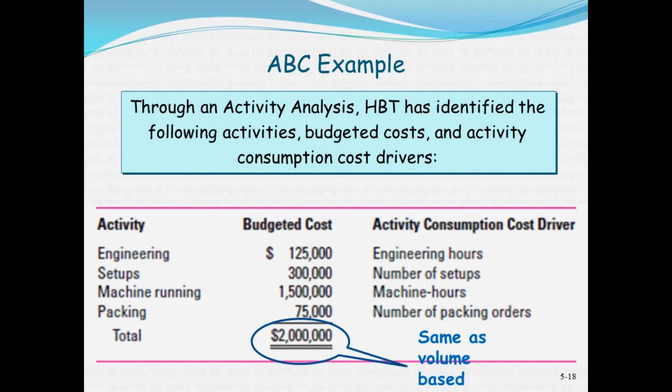Now, the total overhead has got to be the same in both cases, whether it's activity-based or volume-based. That $2 million that was allocated on the volume basis is the same $2 million here. But they determined through their activity analysis that engineering was $125,000, setup $300,000, machine running was the vast majority of it, $1.5 million, and packing was $75,000.